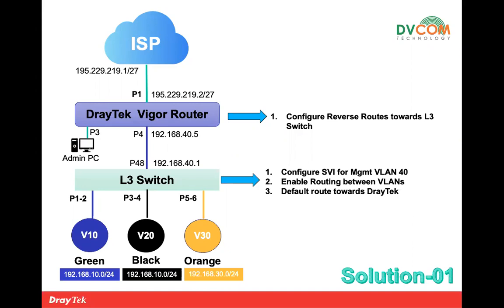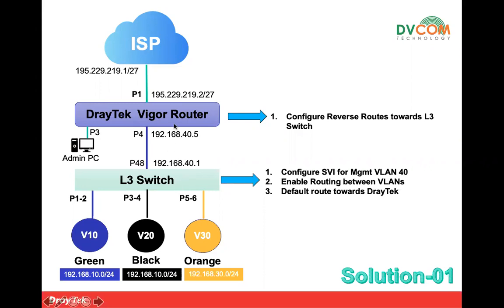And make sure that once you have created VLAN number 40, this port number 48, you should keep into that VLAN and configure the SVI as 40.1. From here, you are going to write the default route towards your DRETEC router. The DRETEC IP is 192.168.40.5. Once you write the default route towards your DRETEC router, all the traffic by default is going to forward from your layer 3 switch to the DRETEC router.